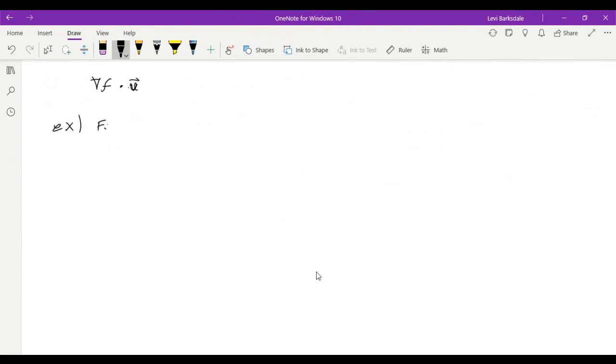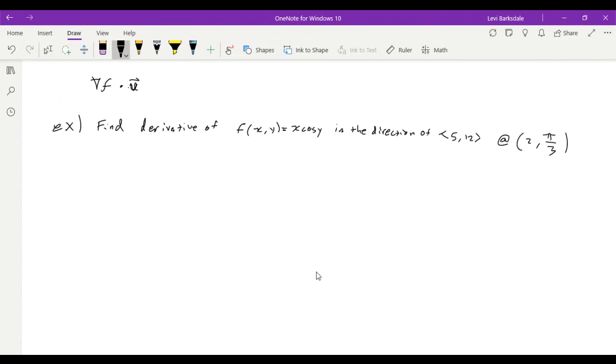Another example. Find the derivative of f of x, y equal to x cosine y in the direction of this vector (5, 12) at the point (2, pi over 3). Perfect. Well, we know that our directional derivative is the gradient dotted with a unit vector. So first off, we need to find the gradient of f, and that would simply be the derivative with respect to x gives us cosine of y, derivative with respect to y gives us negative x sine y as our gradient vector.